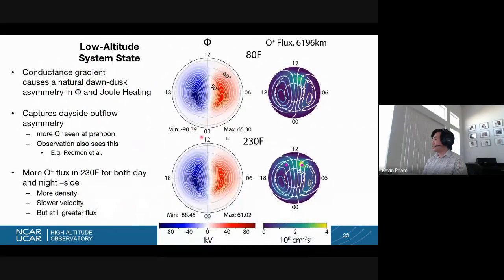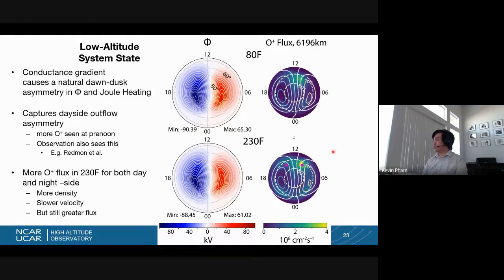As far as the polar cap potential between the minimum and maximum here, they're pretty similar to each other. If you take a look at the O+ flux, you can see that the O+ flux in the 230F case here is much larger than the O+ flux in the 80F case. You can also see that there seems to be a significant dawn-dusk asymmetry between the dusk side on the left and the dawn side on the right. On the day side, you have more flux coming out on the dawn as opposed to the dusk side.